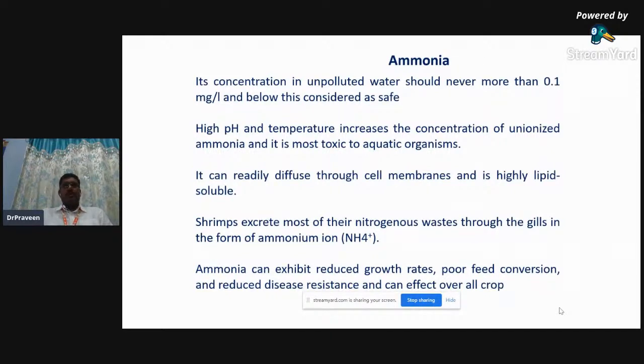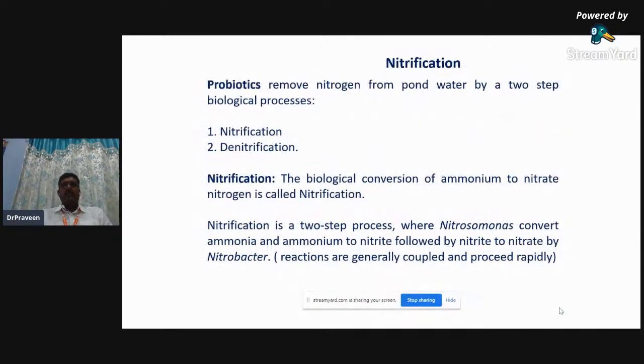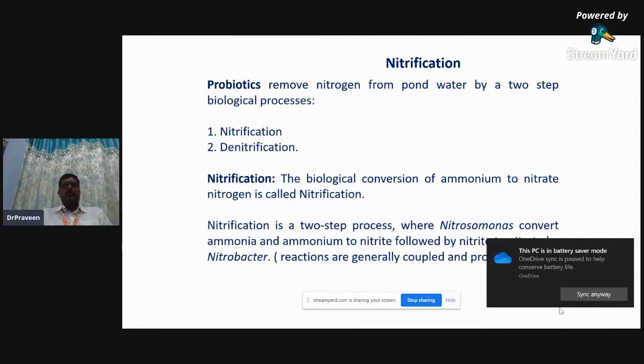Shrimps excrete most of the nitrogen waste through gills in the form of ammonium ion, as we know, and that ammonia can cause reduced growth rates, poor feed conversion, and reduced disease resistance. That affects the whole crop. So ammonia is a deadly dangerous gas which causes a lot of damage for shrimp and fish also. So probiotics particularly have to control this ammonia through nitrification and denitrification.